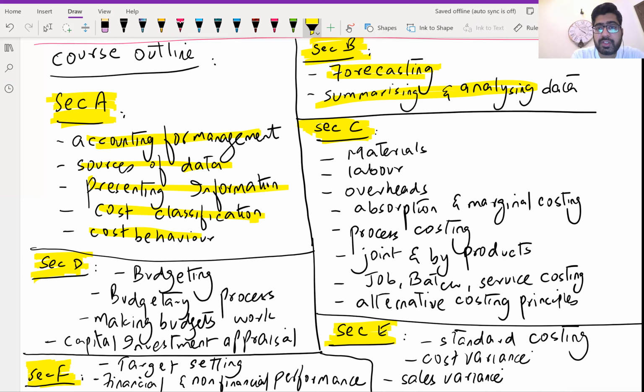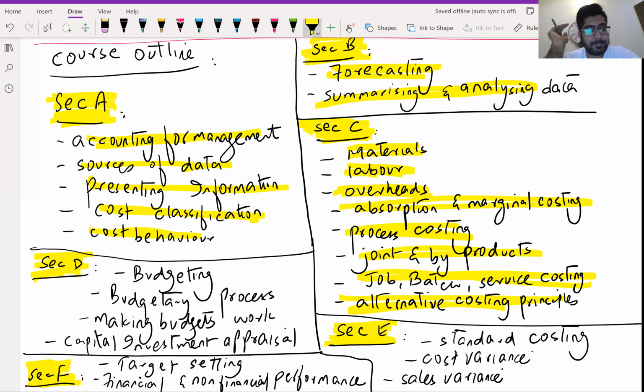Section C seems to be a long section: how to handle materials of the organization, workforce, labor of the organization, other expenses, overheads of the organization, two costing techniques, absorption and marginal costing, then process costing, then joint and byproducts, job, batch, and service costing, and then alternative costing principles. So these are 8 topics approximately in section C.